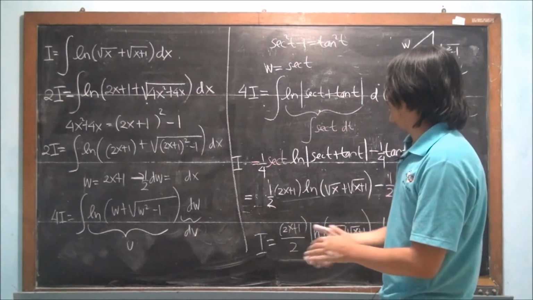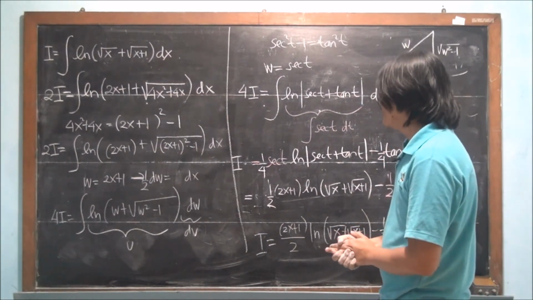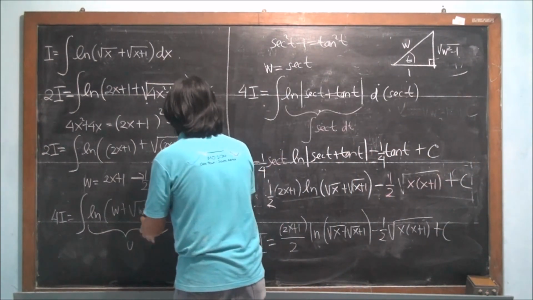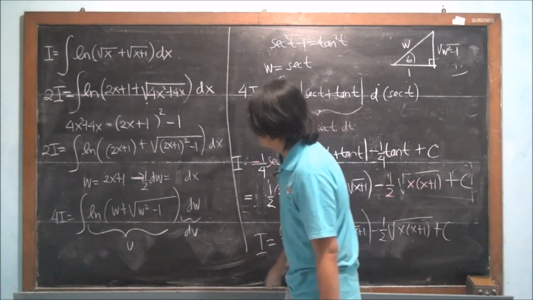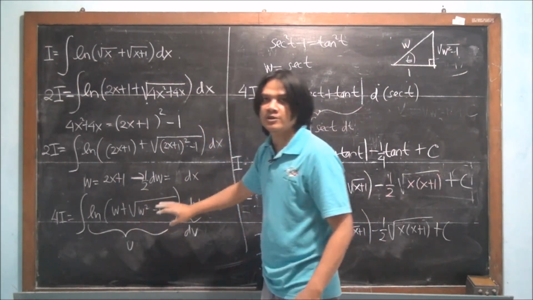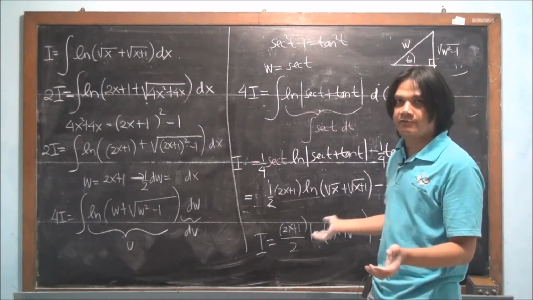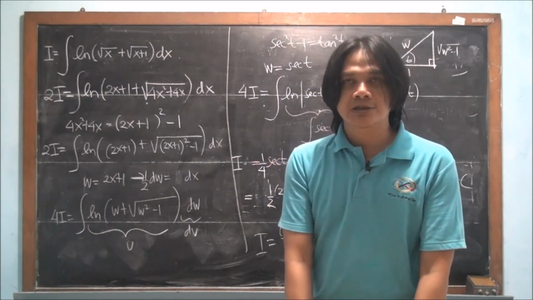So as you can see, we have 2 methods. Well, basically one method up to this point, and then from this point on we just need to use integration by parts.